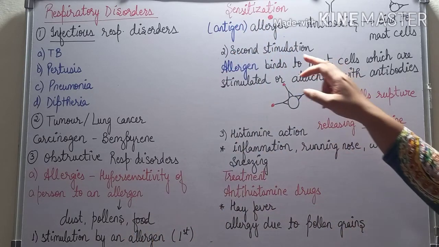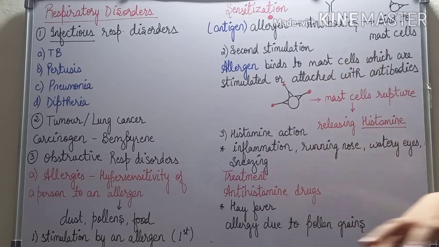Second step is second stimulation, that is when allergen binds to mast cells which are attached with antibodies, and as a result of which the mast cells rupture and histamine is released. And the third step is histamine action, which means the histamine produces the symptoms which are an indication that yes, some allergic reaction has taken place in the body.